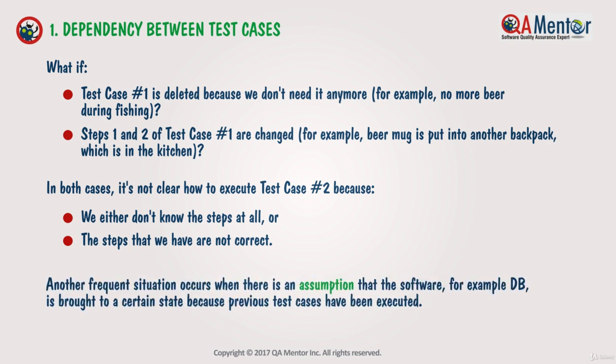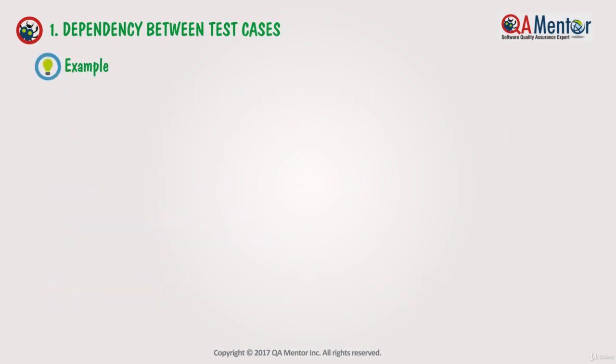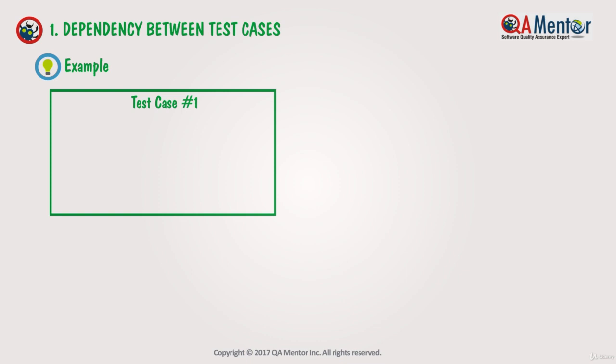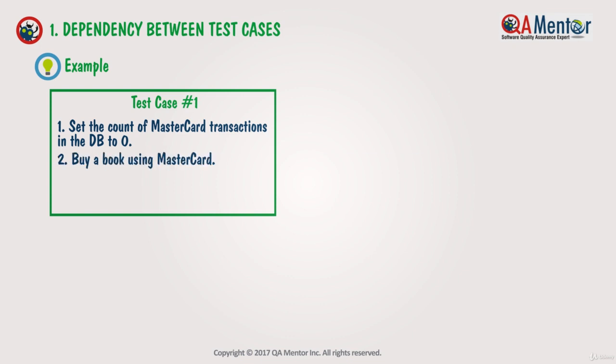Another frequent situation occurs when there is an assumption that the software, for example the DB, is brought to a certain state because previous test cases have been executed. Example: Test case 1. The steps. Set the count of MasterCard transactions in the DB to 0. Buy a book using MasterCard. Expected result: the transaction success code is 20.